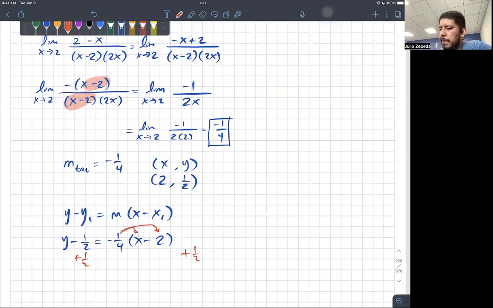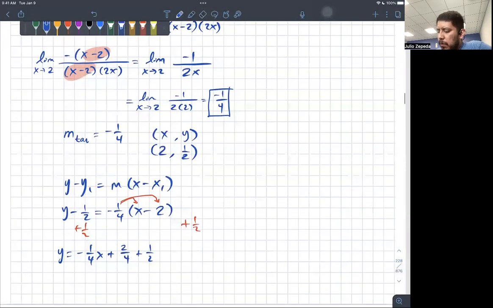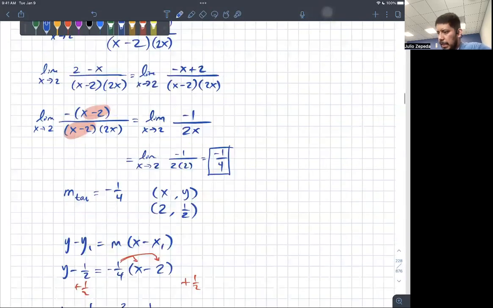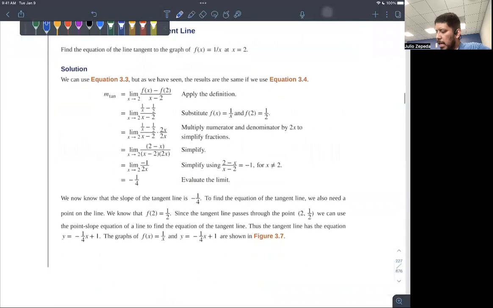we're going to get y equals negative 1/4 x plus 2/4 plus 1/2. And you know 2/4 is 1/2. So we get 1/2 plus 1/2, which is 1. Negative 1/4 x plus 1 is the equation of our line. Yeah, and I don't know if they even show all the steps there. That is the correct line though.